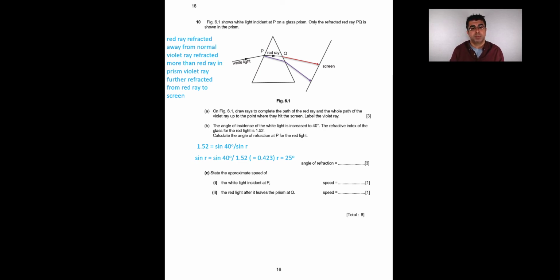State the approximate speed of the light incident at P. 3 times 10 to the 8 meters per second. The red light after it leaves the prism at Q, also 3 times 10 to the 8 meters per second. But no units, and you will lose marks.